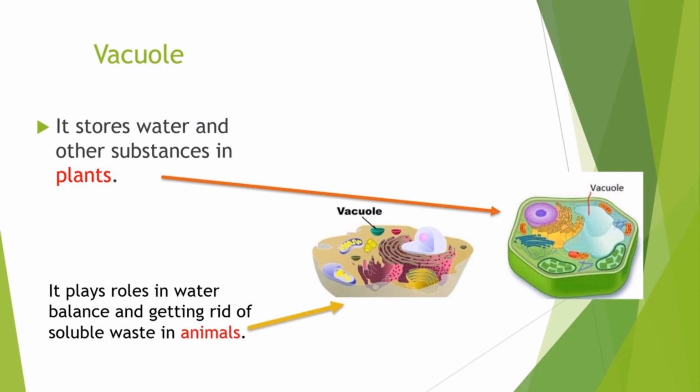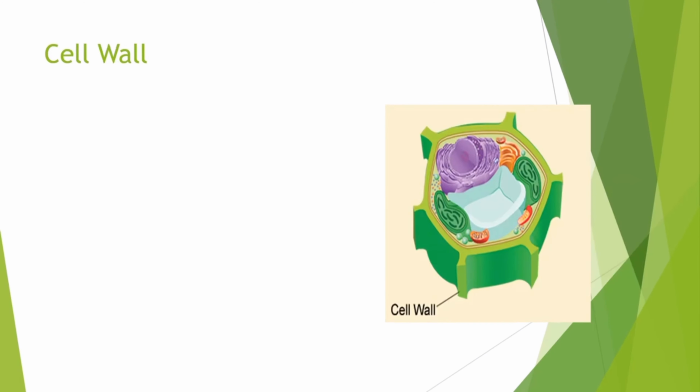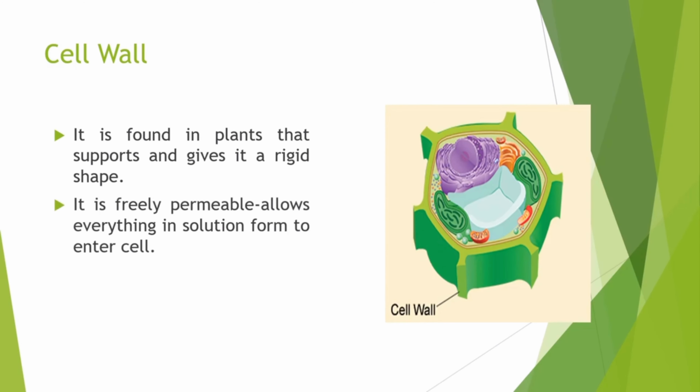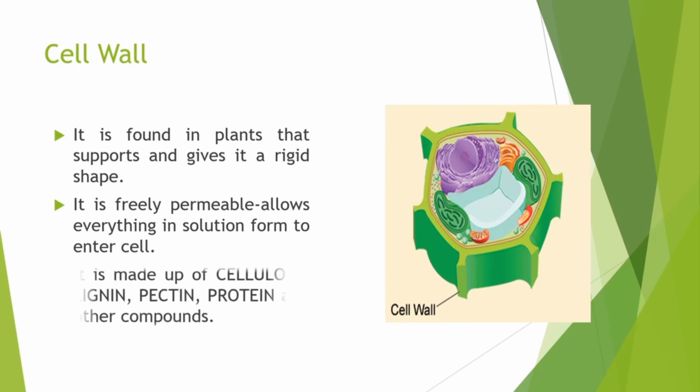The cell wall is found in plants and supports the cell and gives it a rigid shape. It is freely permeable, which allows everything in solution form to enter the cell. And it is made up of cellulose, lignin, pectin, protein, and other compounds.